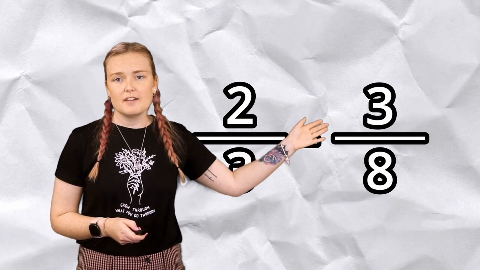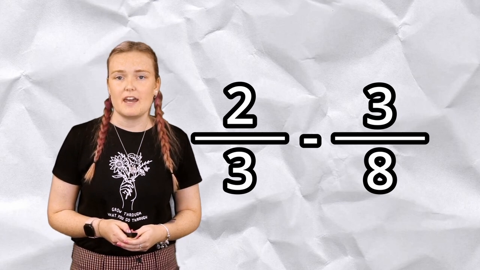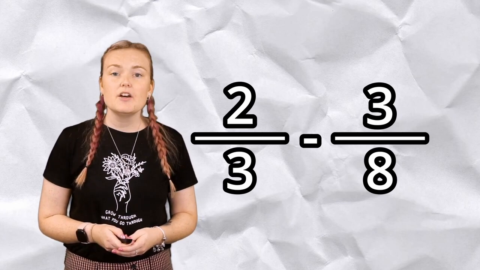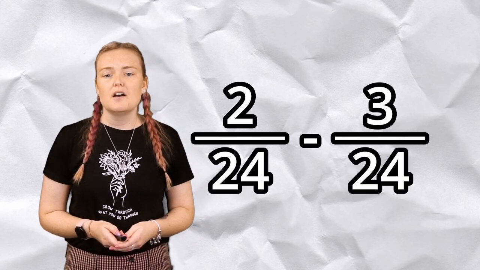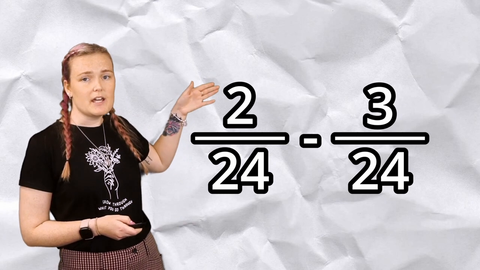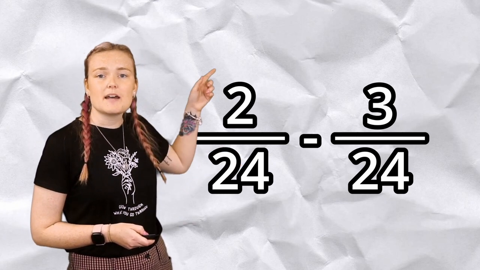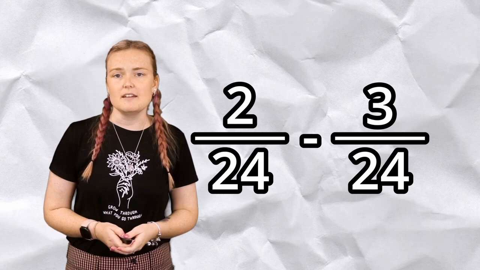So if I've got 2/3 and 3/8, again, these don't have the same number on the bottom, so we need to make that the case. So what's in common between 3 and 8? 24 would work. So let's make the bottom number 24. So what have I done to make 3 24? I've timesed it by 8. So I need to do the same to the top number. So 2 times 8 is 16.